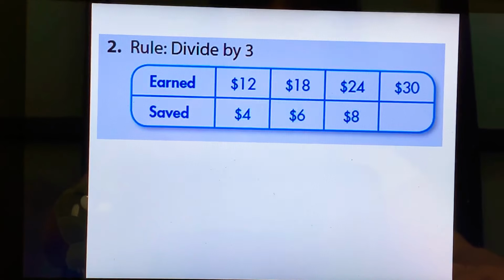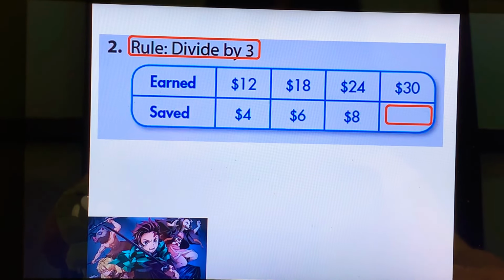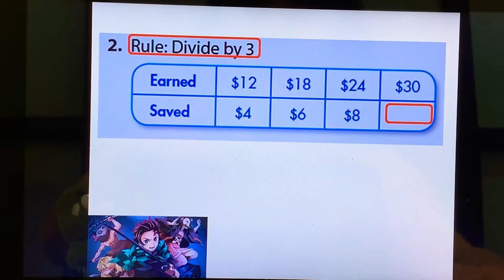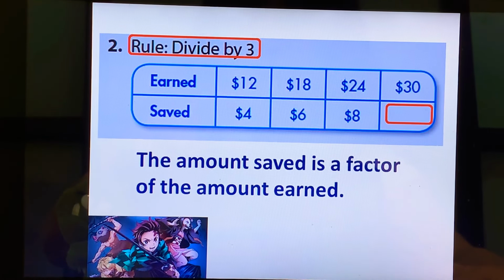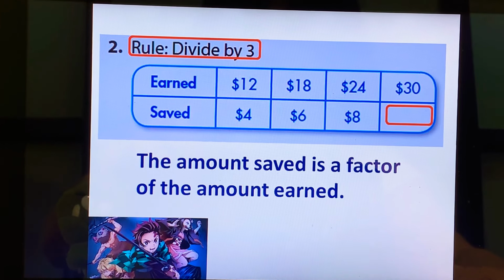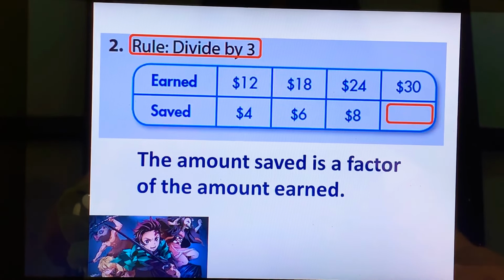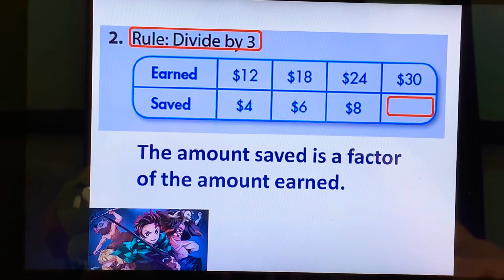Rule: divide by 3. One feature the pattern has is the amount saved is a factor of the amount earned. 存下来的钱是赚来的钱的因数。The amount saved is a factor of the amount earned. Let's move on.